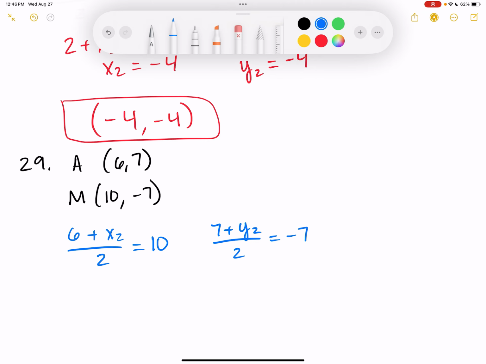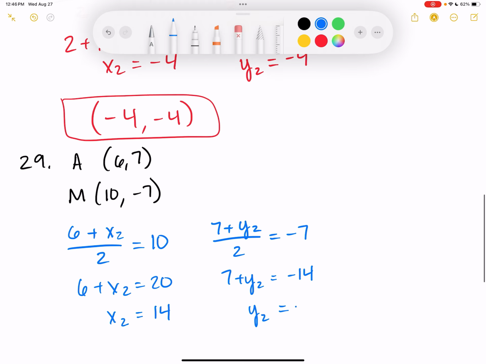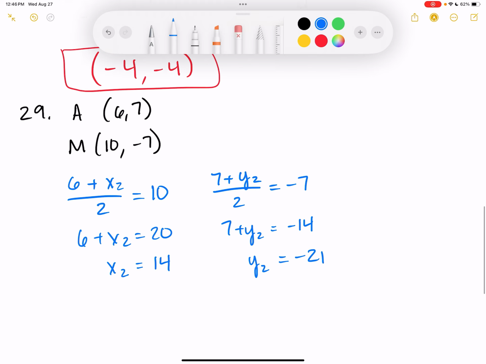So I'm going to multiply by 2. So I've got 6 plus x2 is equal to 20. Subtract 6, x2 is equal to 14. Other one, multiply by 2. 7 plus y2 is equal to negative 14. And then subtract 7. Y2 is equal to negative 21. So our point is 14, negative 21. So that's our other endpoint. And again, you could check that if you wanted to make sure that you did it correctly.